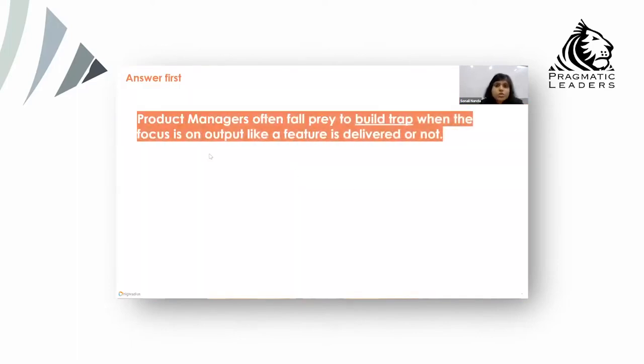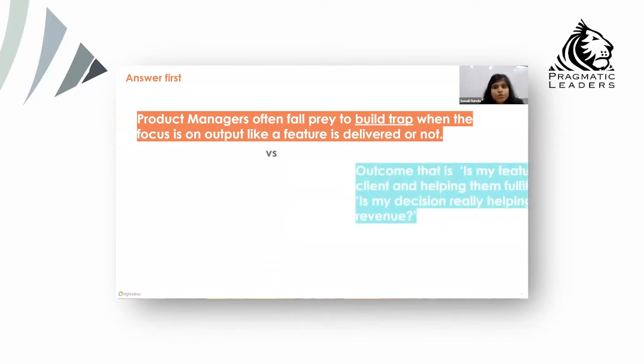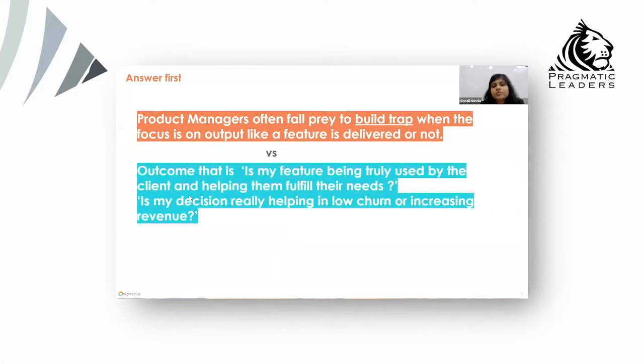So the answer first is product managers often fall prey to the build trap, and that happens when the focus is on output, like whether a feature is delivered or not, versus the focus being on outcome, right? So there is a difference between output and outcome. Whenever you're building and you say, okay, whether a feature is delivered or not in a release successfully, which a lot of product owners or Scrum or Agile processes follow, that's actually output, right? But the actual product success comes from outcome. Outcome is my feature being truly used by the client, and is it helping them fulfill their needs? Is my decision really helping in low churn, like my customers are not going away, or increasing revenue? So those are the kind of questions or answers which are important.